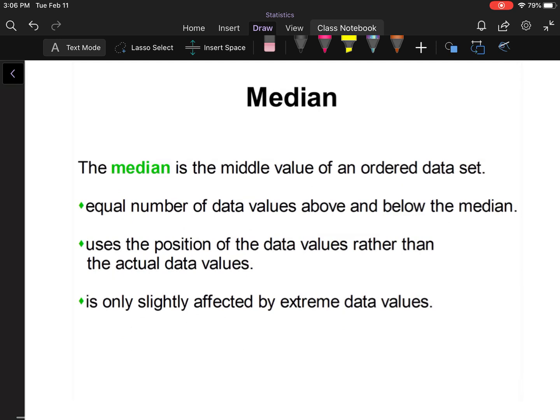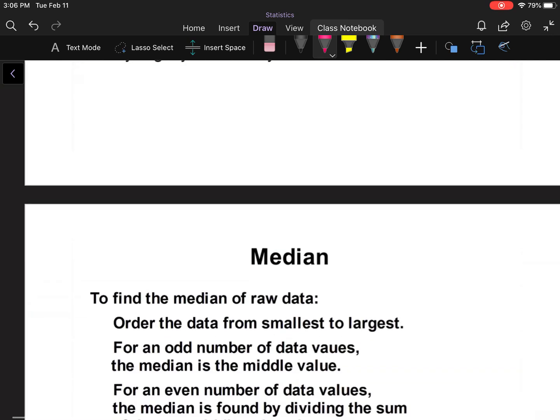Median, the middle number of an ordered set. Now that's the biggest thing, is oftentimes I get kids that give me the median just by looking at the middle number of the data as it was seen or given to you. You have to make sure that it's ordered. Typically you go from the lowest to the biggest. Equal number of data above and below the median. Uses the position of the value rather than the actual data value. It's a nice number to use because it doesn't get affected by an outlier as much, or extreme values.